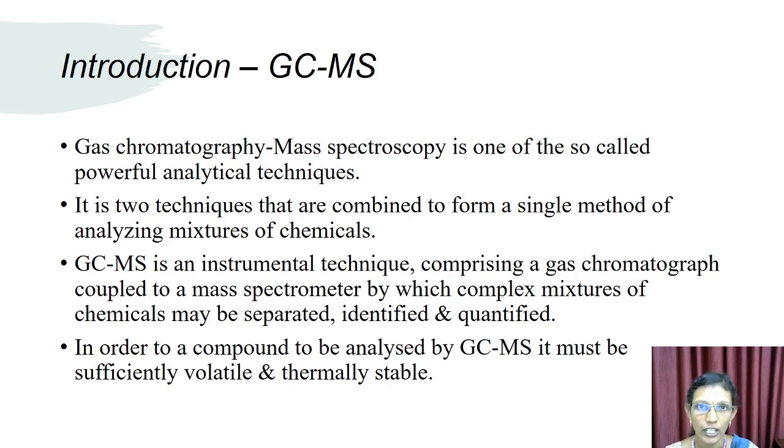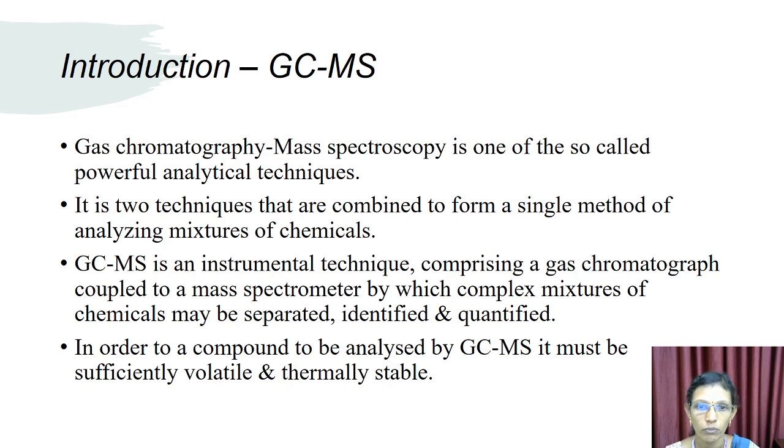Here there are two techniques combined to form a single method in order to analyze a mixture of chemicals. GCMS is an instrumental technique comprising a gas chromatograph coupled with a mass spectrometer. Both are combined in order to analyze complex mixtures of chemicals, which may be separated, identified and quantified.